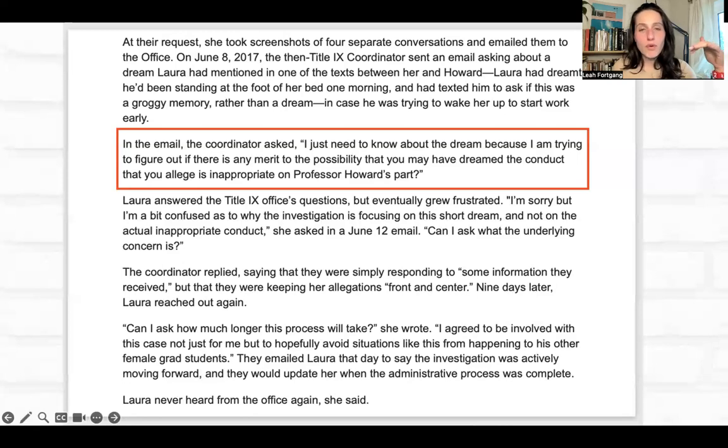At one point in this long text exchange that was printed out and given to the Title IX people, they found a text between her and the instructor where she had asked him if he had come into her room the night before, because she genuinely wasn't sure if she had dreamed of him standing over her, and he denied it, right?